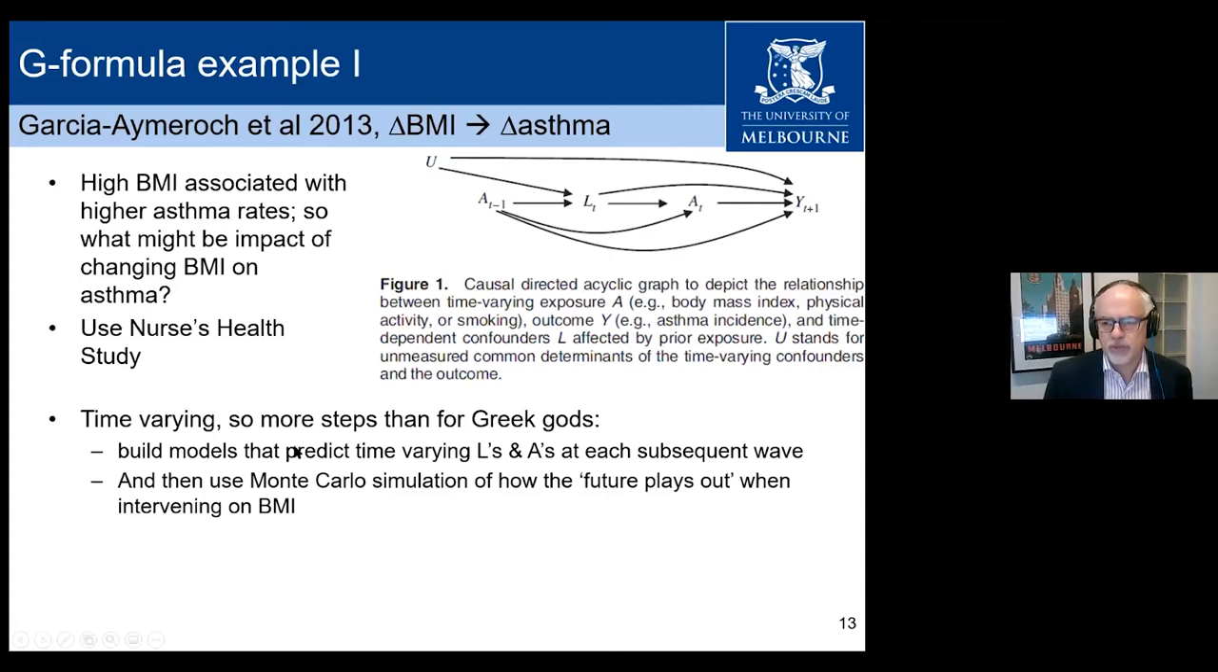And you build models that predict those time varying L's and A's at each subsequent wave. And then you could use something like Monte Carlo simulation of how the future plays out when intervening on BMI. What do I mean then? Well, so imagine you're using Michael's logistic regression. This is what usually happens. So use a logistic regression. You might even use the same logistic regression for wave T to T minus one.